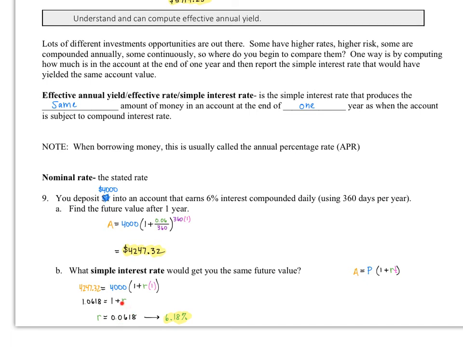6.18%. So what this means is, if I was using simple interest, I would need to invest that at a rate of 6.18% to get the same amount that I invested at 6% but compounded daily.